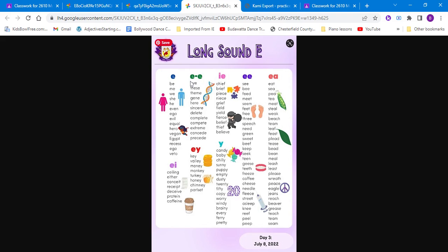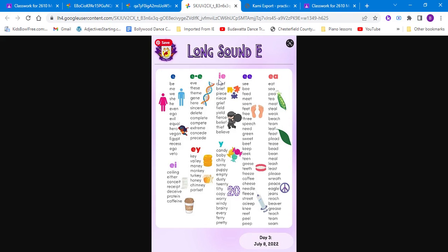Another way is E, then another letter, and then E. Some examples are Eve, these, theme, and gene. You hear that even when we write more than one E, you only hear the long sound E.